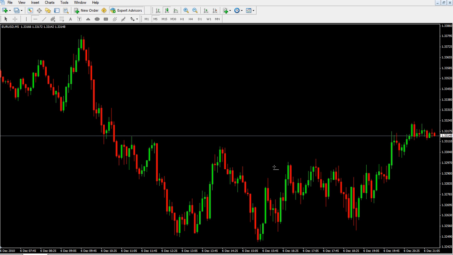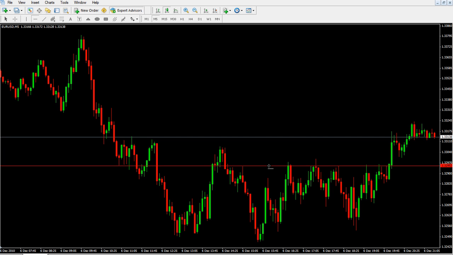What we are looking at is the Euro-Dollar 5-minute chart, and I'm going to show you how to place support and resistance. The rule I'm showing you is universal, so it works with every time frame and every different instrument. So we are looking at the chart, starting with the line.